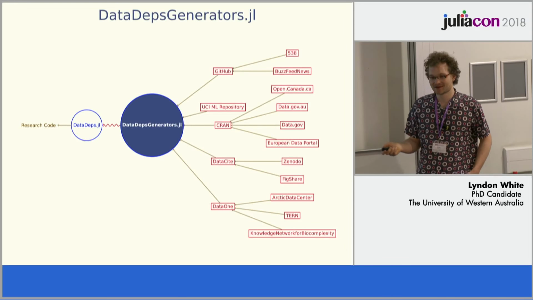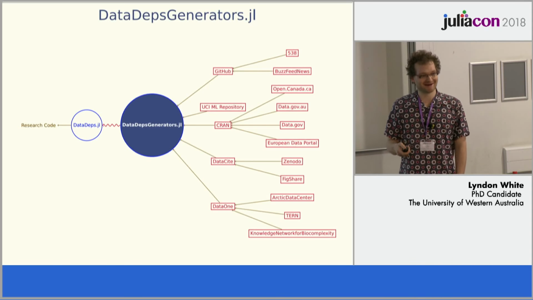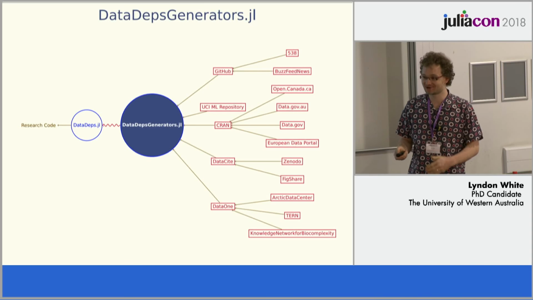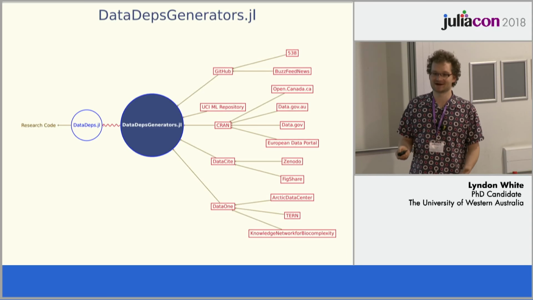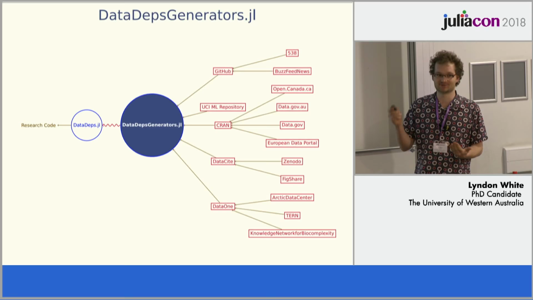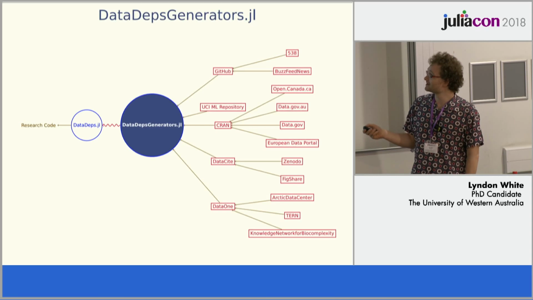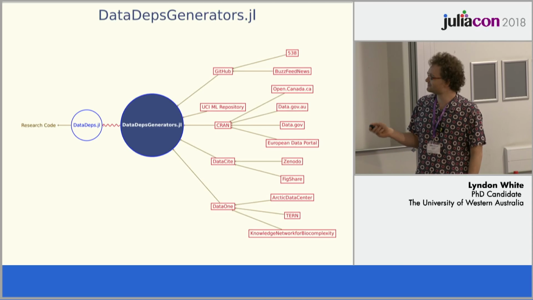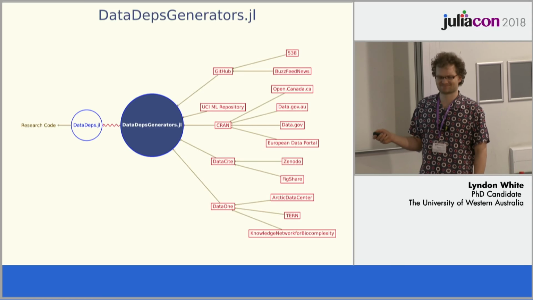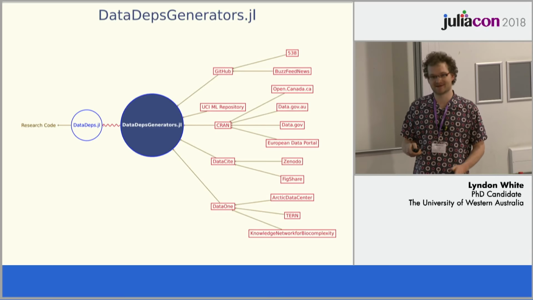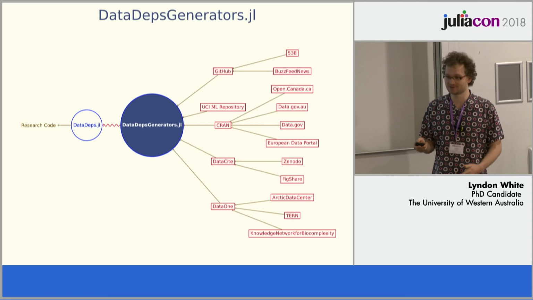DataDeps generators. I noticed that when I was writing my registration blocks, I spent a lot of time just copying and pasting stuff off websites. And I thought, well, I can use the APIs to pull this data automatically. So DataDeps Generators supports a lot of these different APIs. It comes to a total of, I estimate, about 10 million different data sets supported.